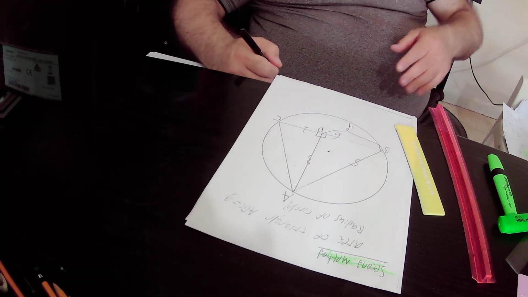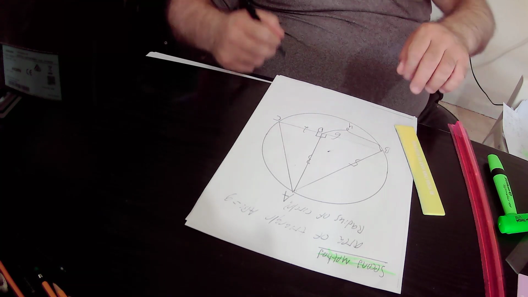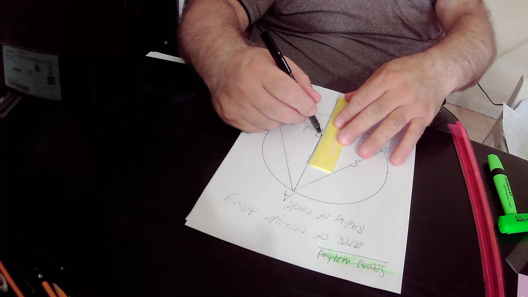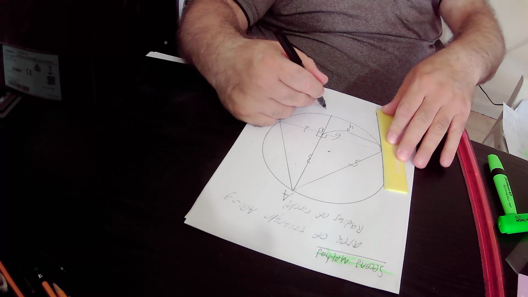In the next step, we will extend line segment AD by a straight line until it touches the circle at this point.